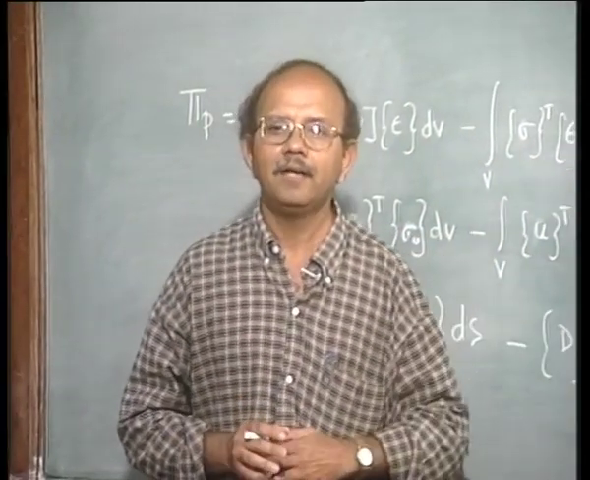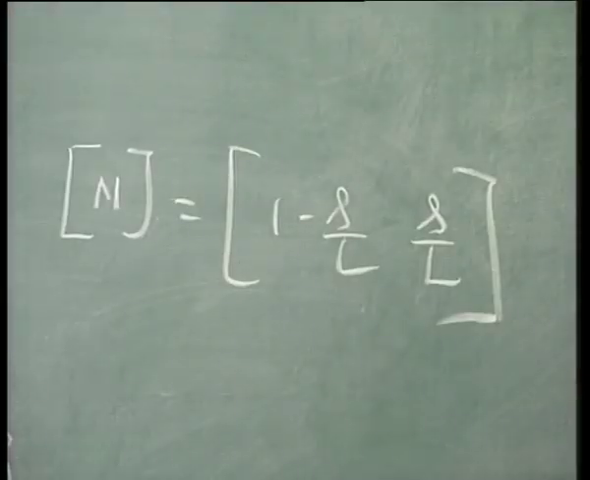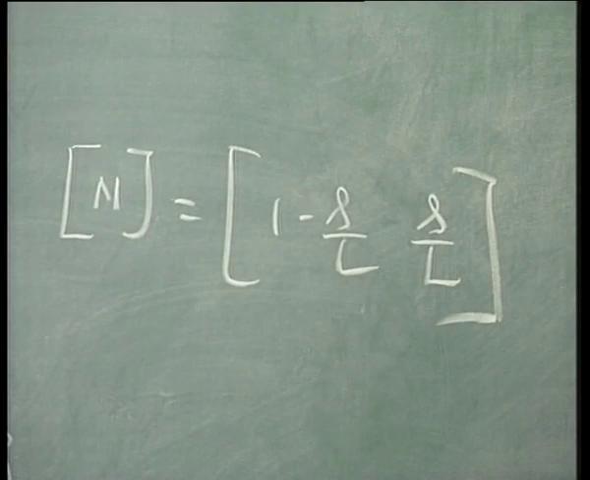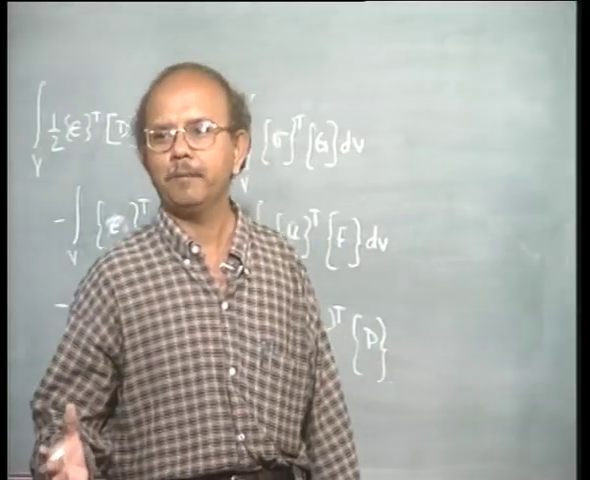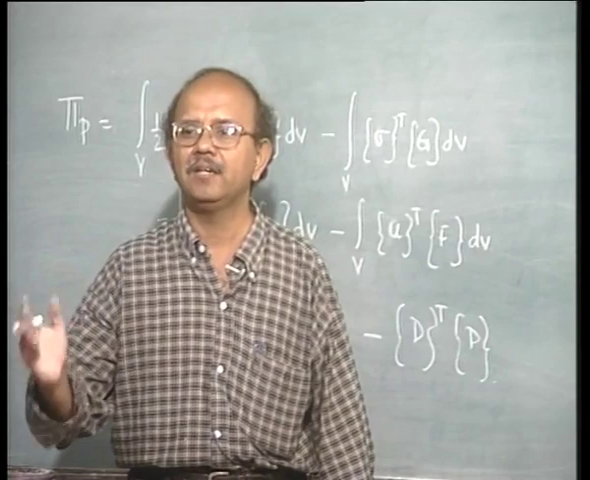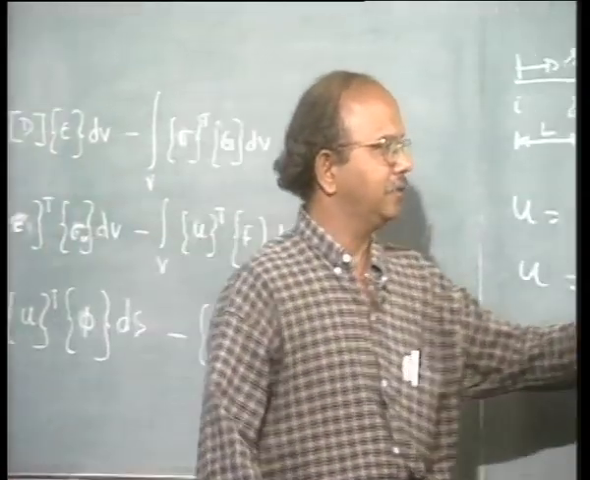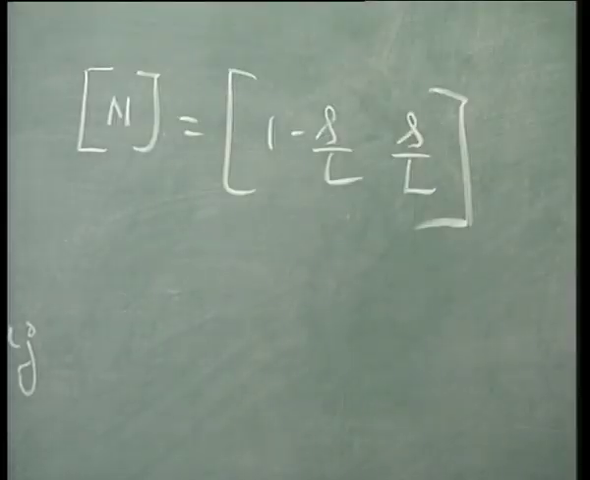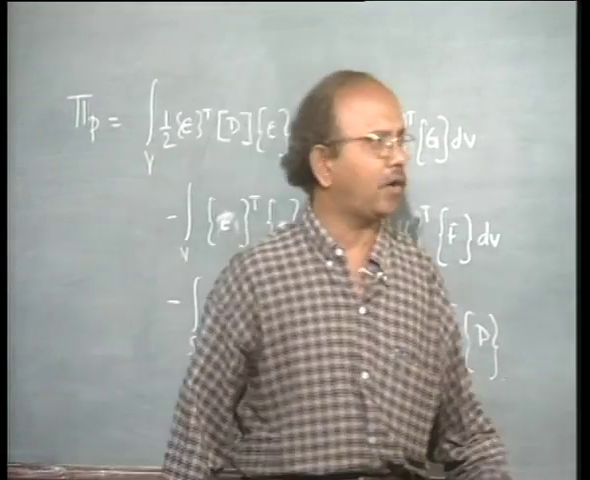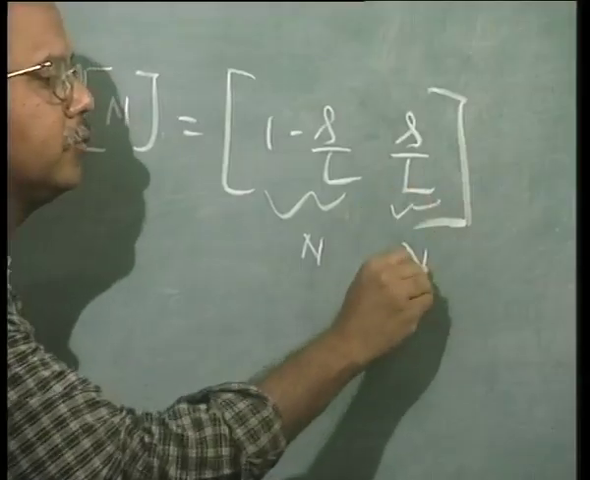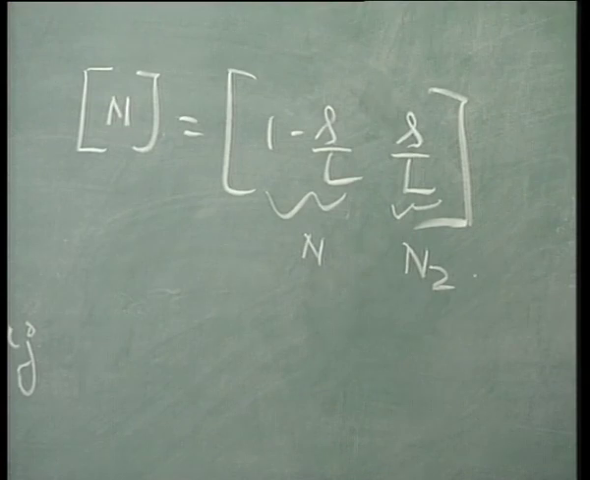Is it clear? Have a look at that and see whether you can straight away get one or two properties from it, 1 minus S by L and S by L. Straight away you can see one or two things. What are they? They are nothing but an interpolation function because it interpolates U by getting the values of Ui and Uj. That's why they are called interpolation functions. And one more thing you can straight away notice: sigma of N is equal to 1. If I call these N1 and N2, then N1 plus N2 is equal to 1.